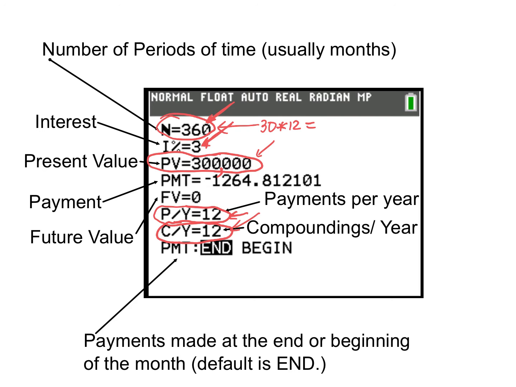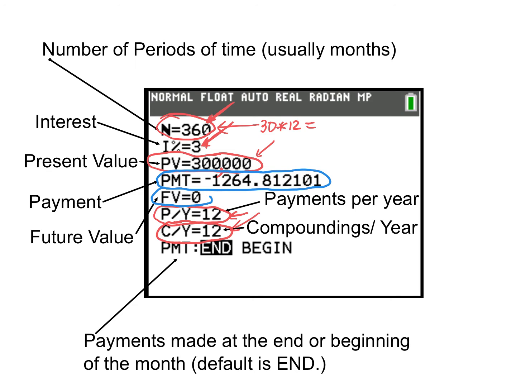So, all right, next up is the payment. Now you have to have something in here. The calculator won't let you move on to the next thing. So if you don't know what that is, you would put in 0, and then you let the calculator calculate it for you, and that's where you would do solving, alpha solve. But we'll get to that later.